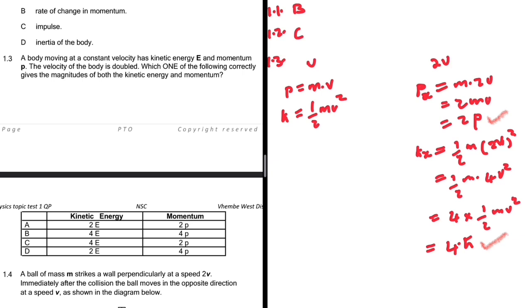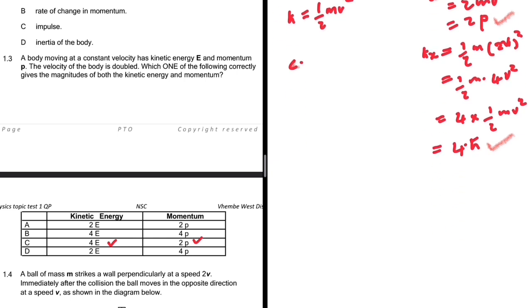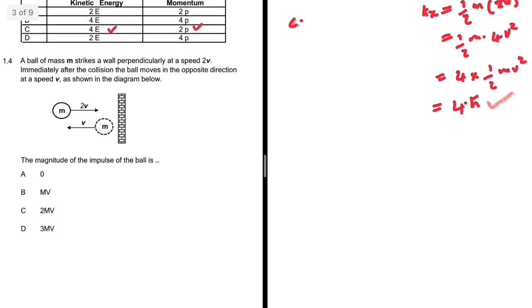So which option gives us that? So option A, we have 2e, 2p. Our answer is option C, where we have 4e and 2p. So the answer to 1.3 is C. So there we go. This is how we solve these kind of questions. We're going to use the same technique or something close in 1.4.